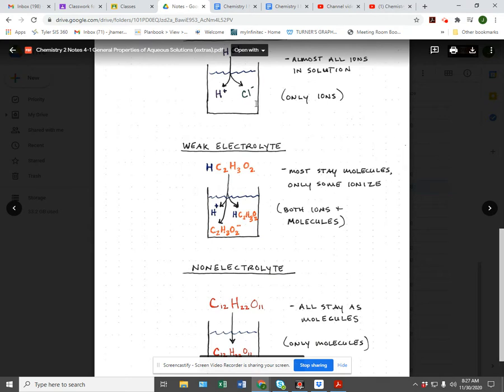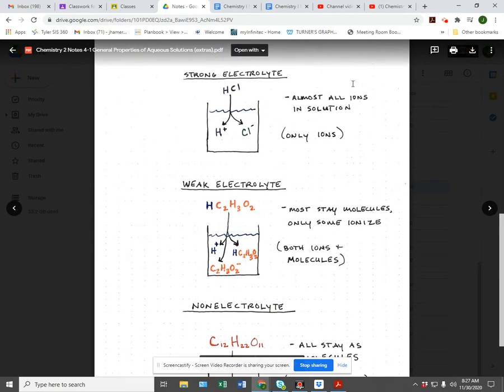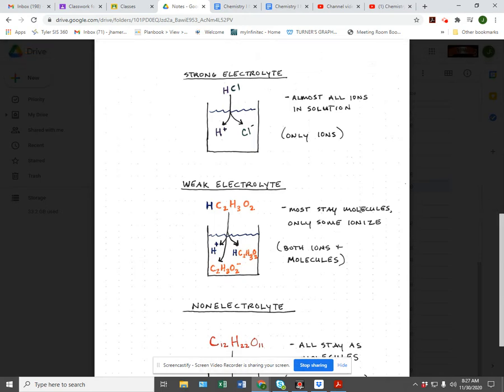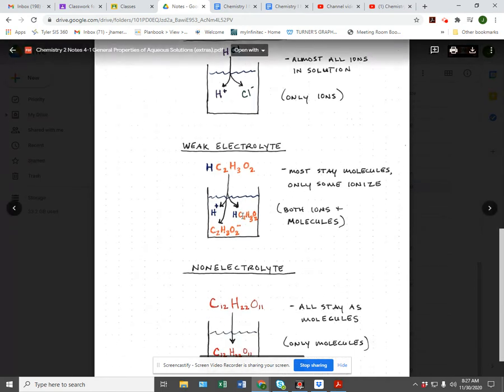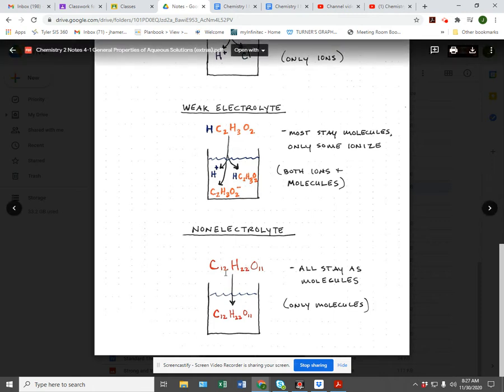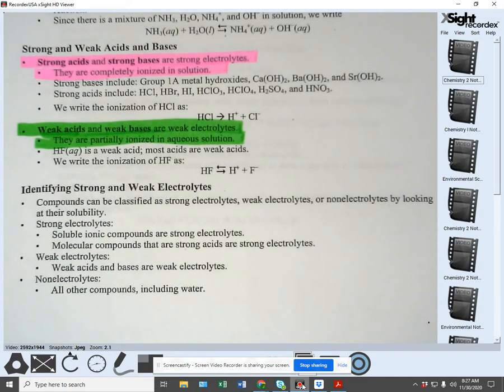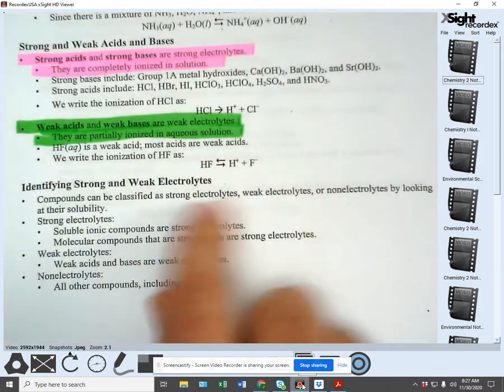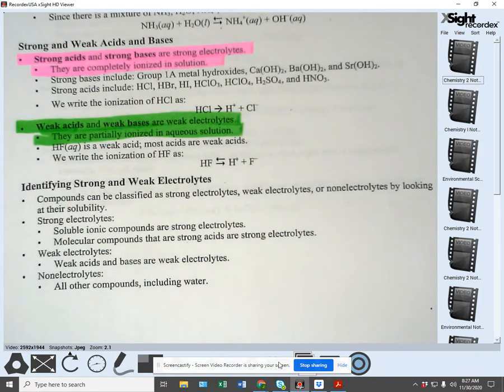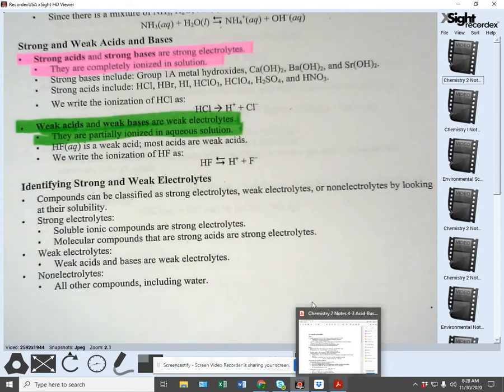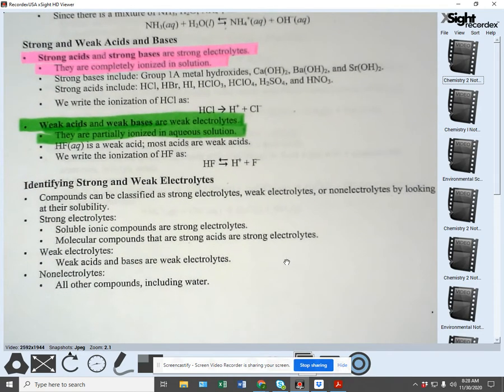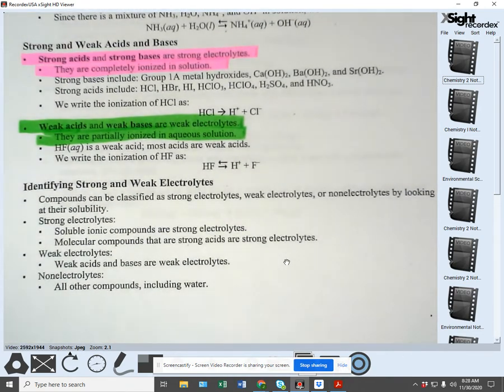There we go. Okay, strong electrolytes, all ionize in solution. Weak electrolytes, some stay as a molecule, but some ionize, both. And then non-electrolytes completely stay as molecules. There's no ionization at all. All right, so we've already kind of talked through that. I will post that image of those notes that we talked about before as well with this stuff, so you'll have it.